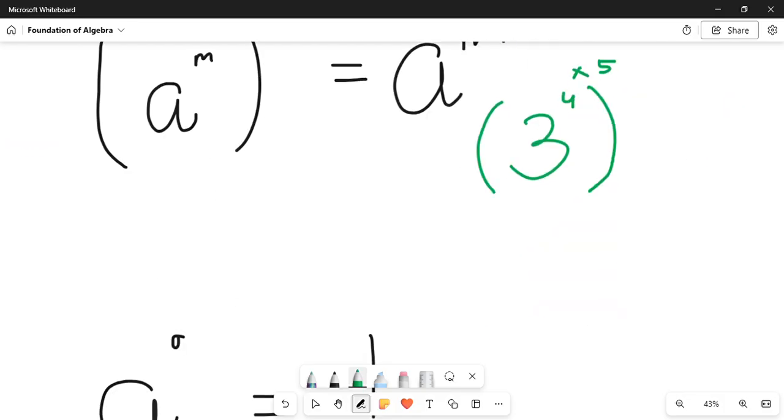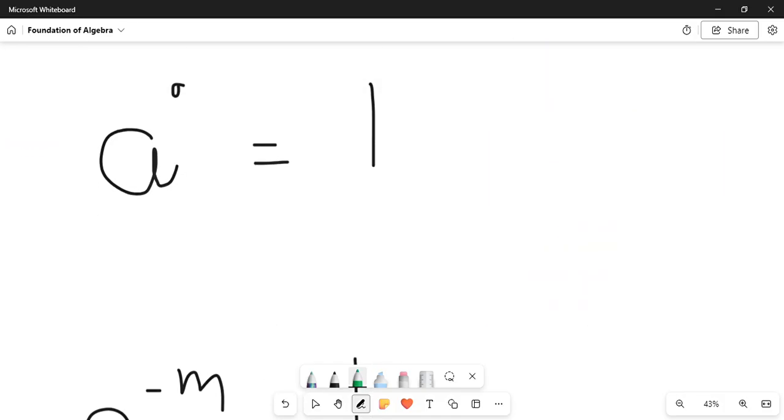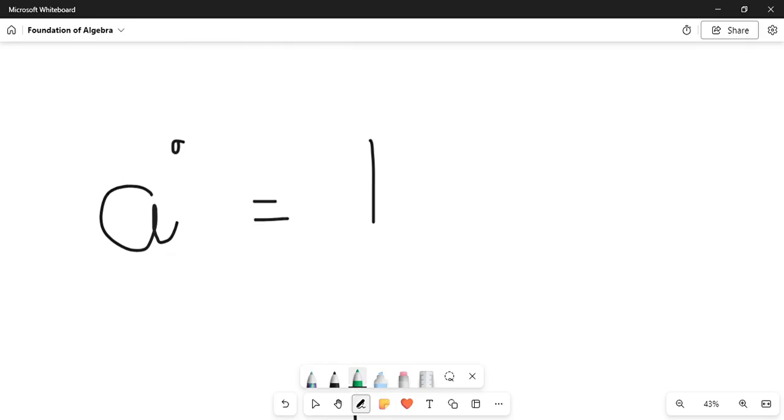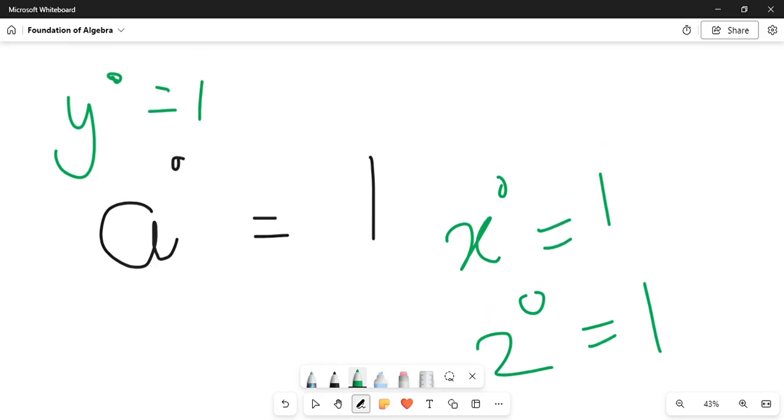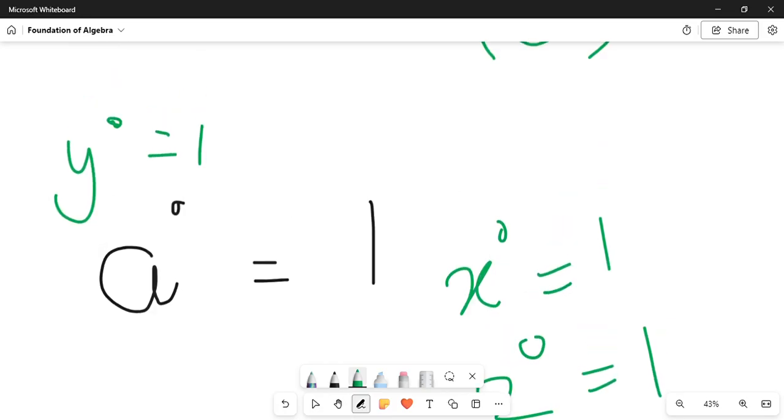And the next one. This one is very, very simple. If you have anything to the power of 0, that equals 1. You have x to the power of 0, it equals 1. You have 2 to the power of 0, it equals 1. You have y to the power of 0, it equals 1. Okay, so anything to the power of 0 is equal to 1. This is the fourth law.